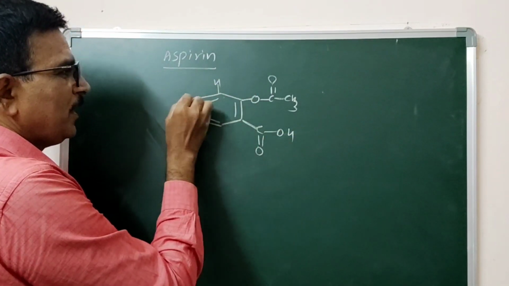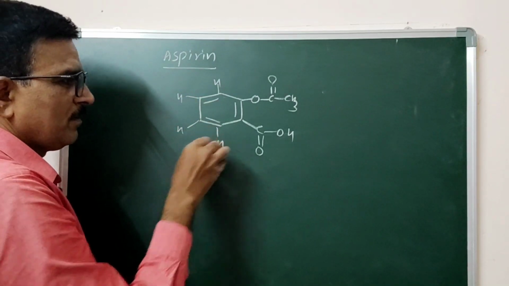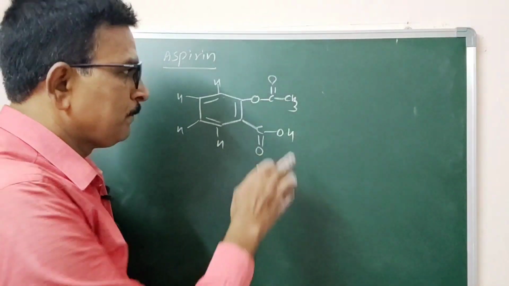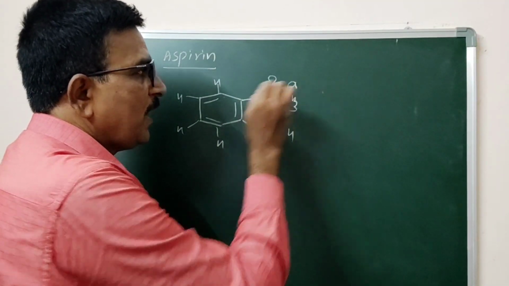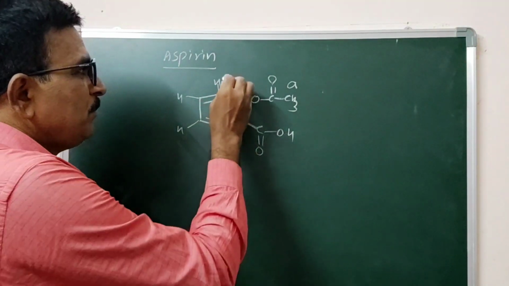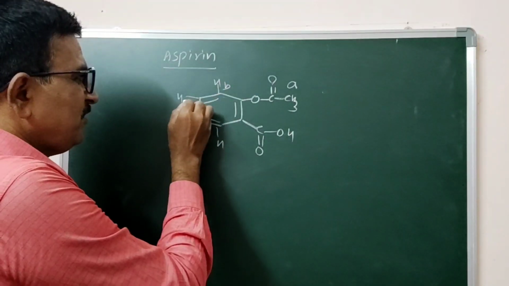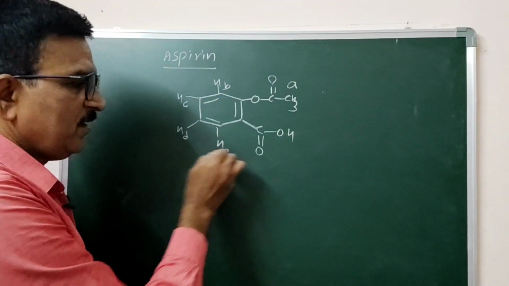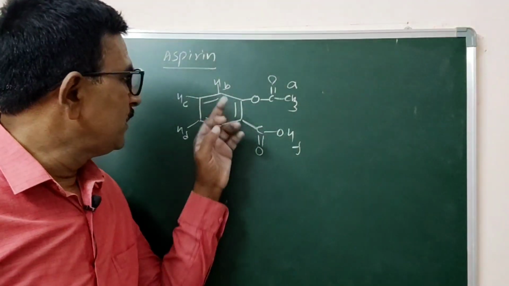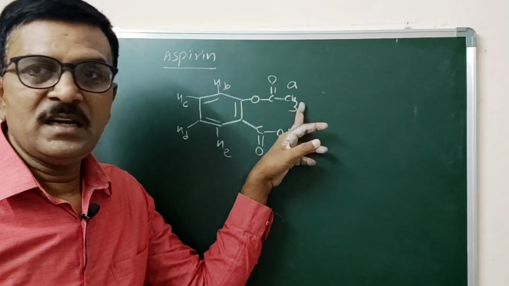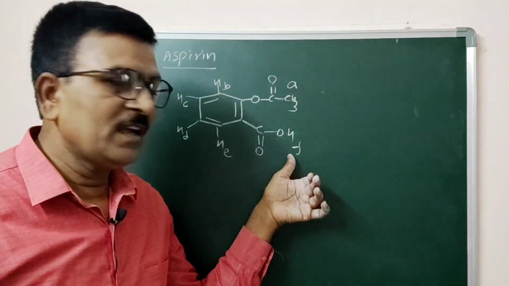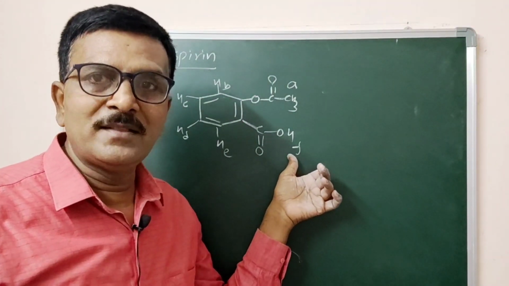There are 4 aromatic hydrogens. Let us find out the sets of protons. This is the CH3 belonging to A. Is it clear? Now, this is the hydrogen belonging to B. This is C. This is D. This is E. And this proton is F. Are you following? Now, CH3 is non-equivalent from all others. Similarly, the carboxylic acid proton is also non-equivalent from others.